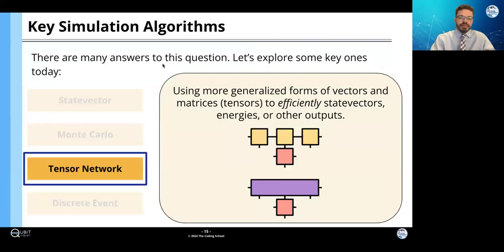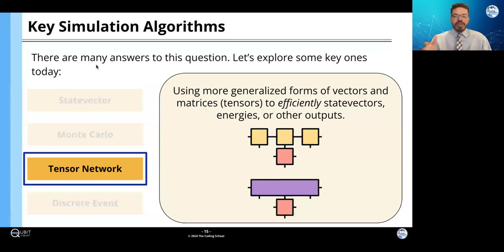Okay. So tensor networks. Now, tensors were kind of a scary word for me for a long time, and in some respects, they still are. You can think of them as these generalized forms of state vectors. So if you move from a vector to a matrix, that's going from a column matrix to a square matrix, that's like going from a vector to a tensor. And these tensors mathematically offer you some efficiencies that you can take advantage of.